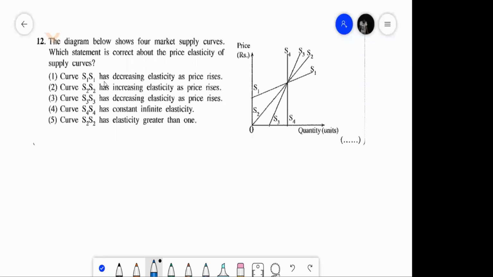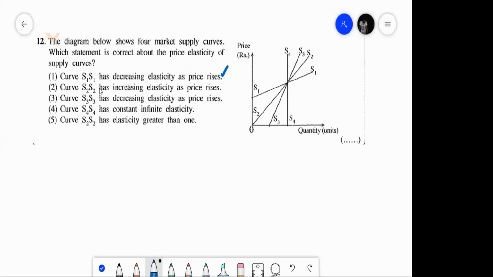They say S1 has decreasing elasticity as price increases. So this is the answer, right? I explained that. Sorry, PES, guys. Sorry, not PED, PES. Okay. So PES is greater than 1 along the curve, it will decrease.